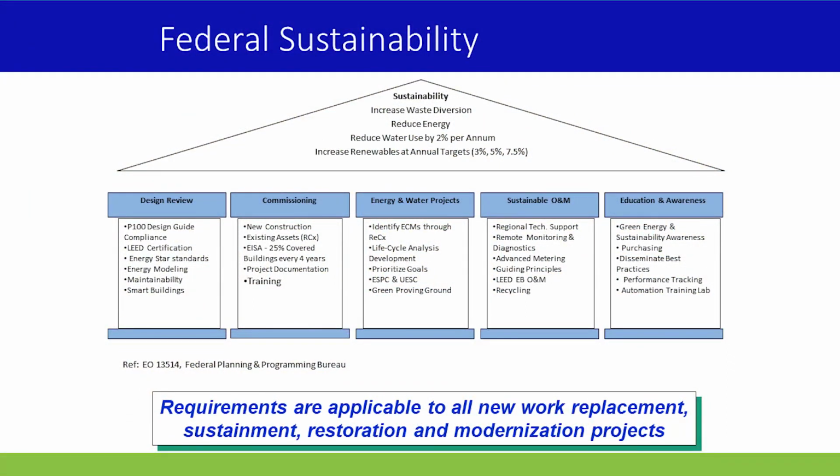I want to switch over to federal sustainability. I work on federal buildings, so I want to talk a little bit about it. There is EO 13514, which is Federal Planning and Programming that comes up with energy sustainability. It is mandatory on all federal buildings to have a sustainability plan, and it's mandatory on all major projects to have a federal sustainability discussion through the many different phases of the project.